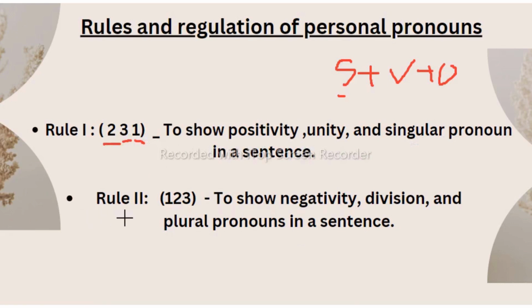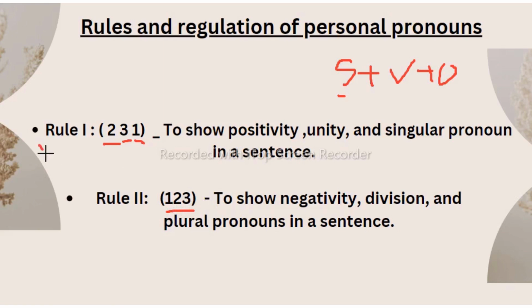And if we are showing the negativity and division and plural pronoun in our sentence, we have to use this structure, which is 1, 2, 3, which is the singular pronoun, and this is first person, second person, and the third person. Let's see each one in detail along with examples so that it will be clear for you.